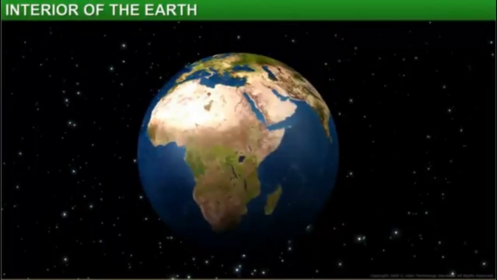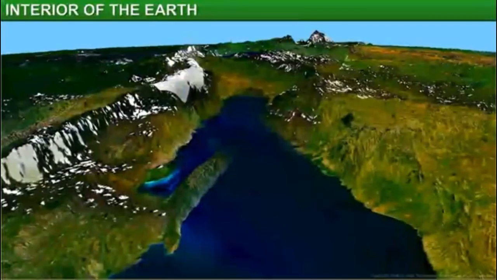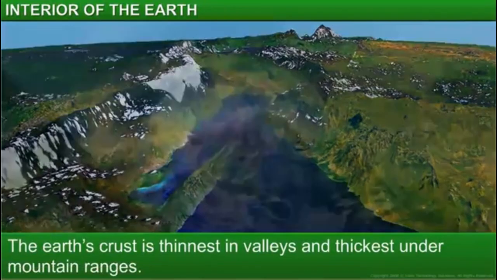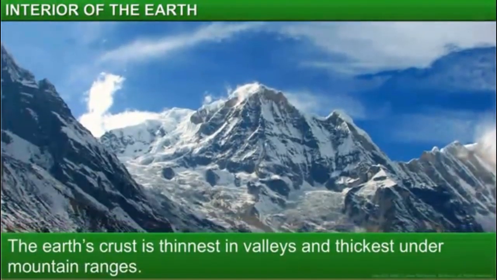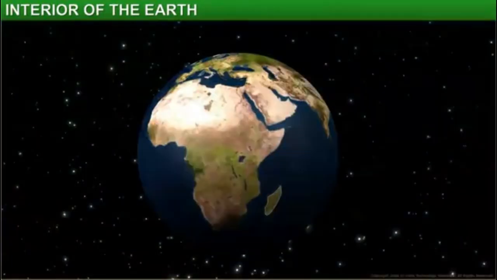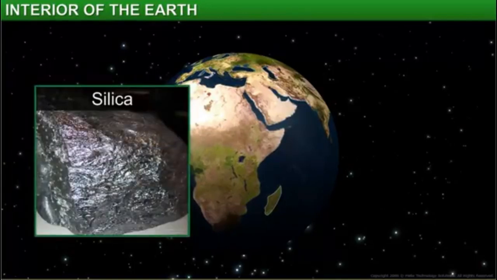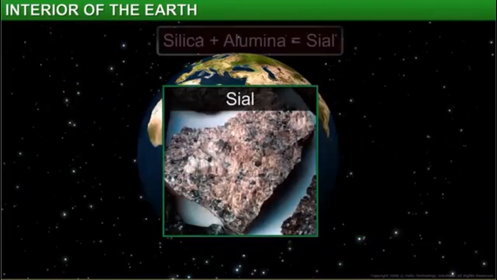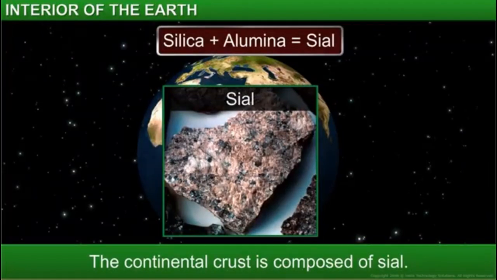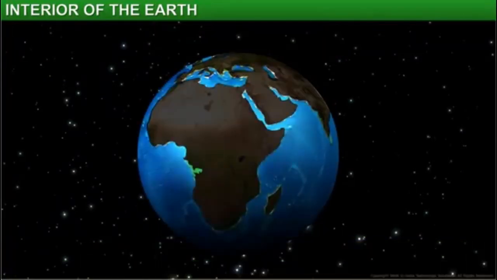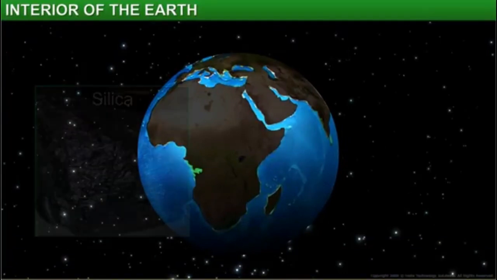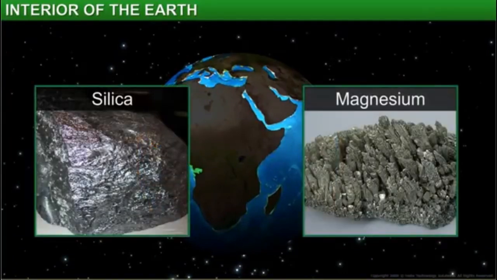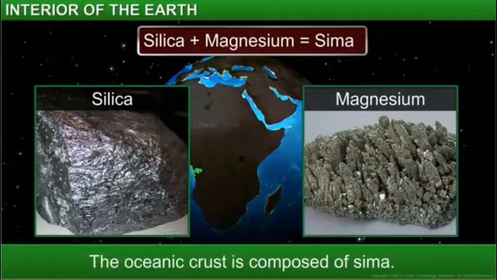The Earth's crust is at its thinnest in places such as the Rift Valley in East Africa and thickest under mountain ranges. The continental crust is composed of two minerals, silica and alumina. The combination of these two elements gives it the name sial. The oceanic crust, on the other hand, is mostly made up of silica and magnesium and is called sima.